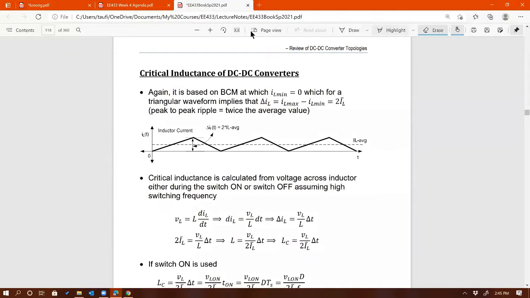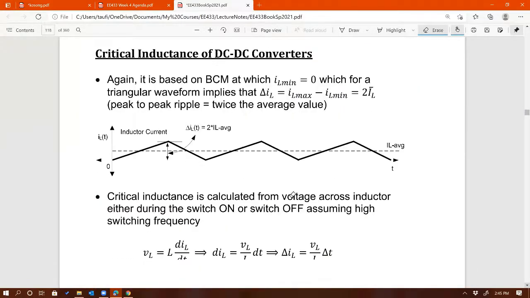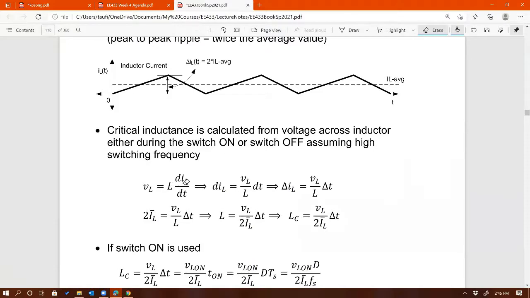Well, we'll talk about critical inductance, and we can definitely derive that. This is how we derive critical inductance. VL is equal to L dIL/dt, as we already know, right? And dIL is equal to VL over L dt, right? So we can approximate it as delta IL equal to VL over L delta T, right? And what we're looking for is L, right?